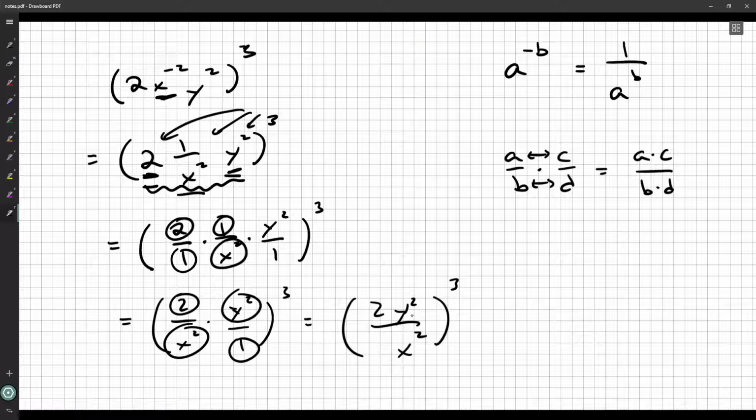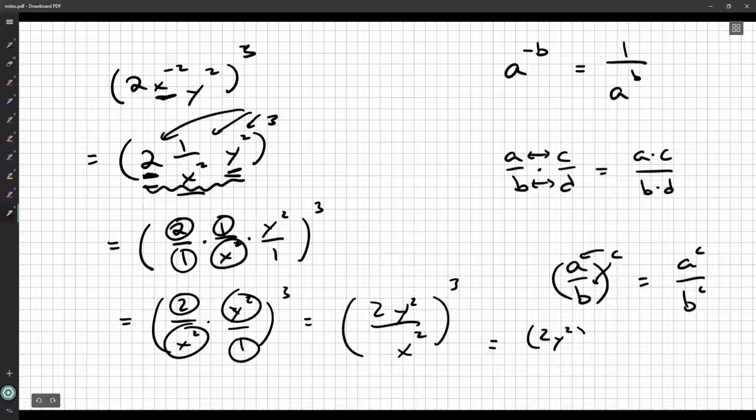So what can I see here? Does this match any of the rules that I know? Well, it kind of looks like a fraction raised to a power. And what happens with that? Let's recall that rule. The power distributes over the fraction. That's how we say it. But really, the c just goes to the a and to the b. So in this case, we'll have our numerator, 2y squared, raised to the 3, over the denominator, x squared, raised to the 3. Let's get a new page, shall we?